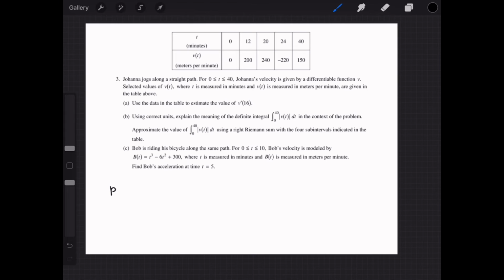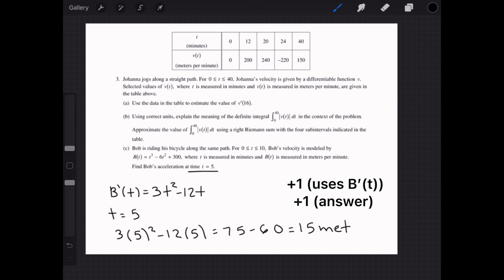In the next part, the problem introduces a new person, Bob, who's riding his bicycle, and we are asked to find his acceleration. It is important to note that b of t, the equation we are given, is actually velocity, so we already have the first derivative, since velocity is the first derivative of a function. To find acceleration, or the second derivative, all we have to do is find the derivative of Bob's velocity, which we can easily do with the power rule. Using this rule gets us 3t squared minus 12t, and plugging in 5 for t gets us the answer of 15 meters per minute squared for Bob's acceleration.